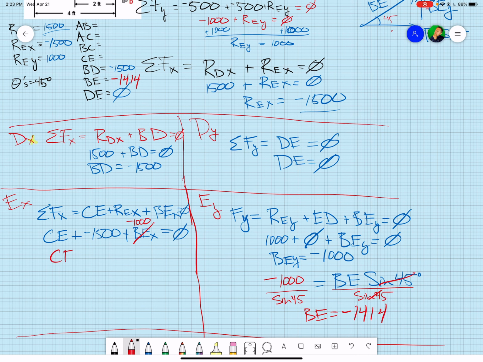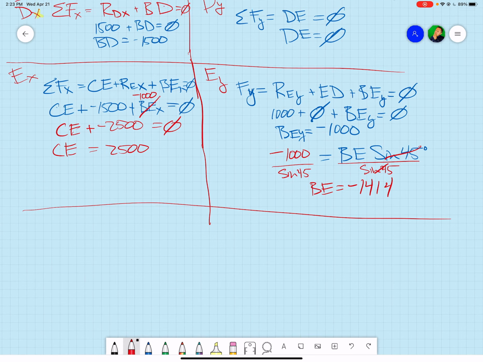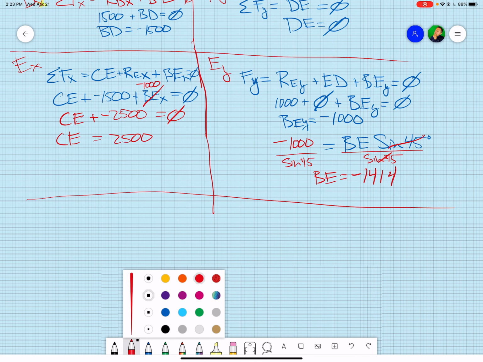So I have CE plus negative 2,500 is equal to 0. Therefore, CE is equal to 2,500. So CE is equal to 2,500 right there. All right, we're getting there. What else do we got? Let's keep our line going here.